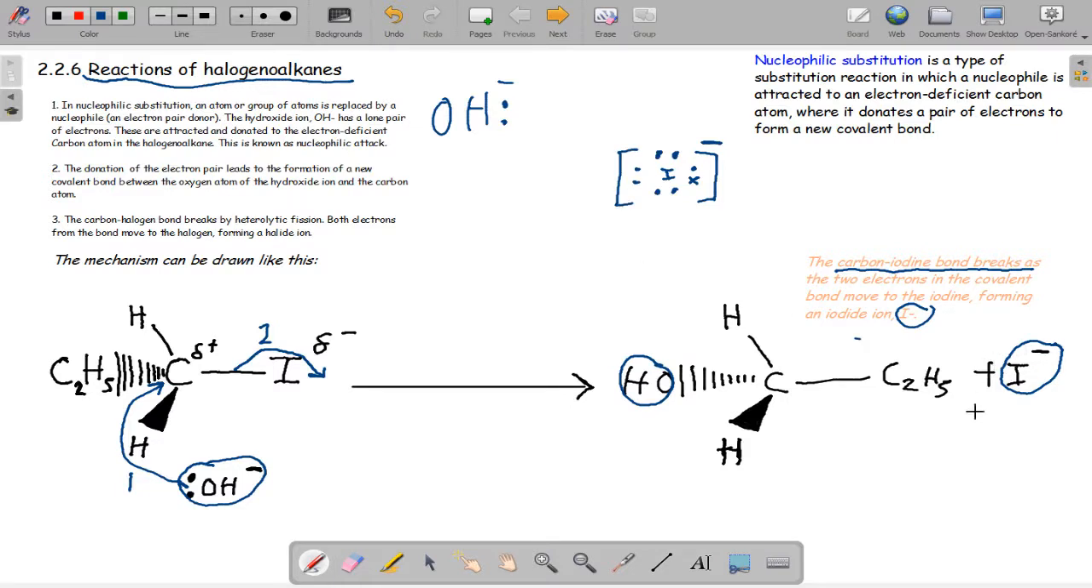And the conclusion to the reaction is as follows on the right. So really, a nucleophilic substitution is a type of substitution reaction in which a nucleophile is attracted to an electron deficient carbon atom, where it donates a pair of electrons to form a new covalent bond.